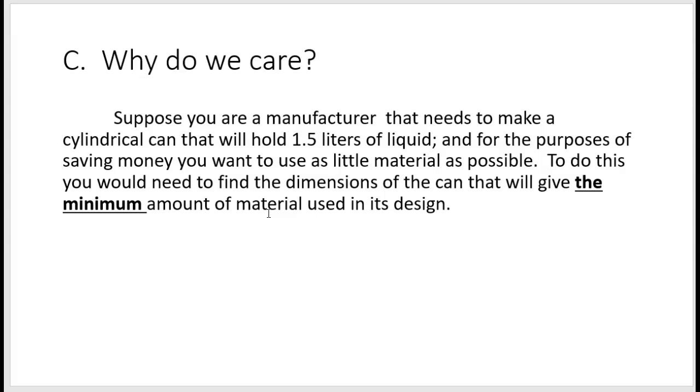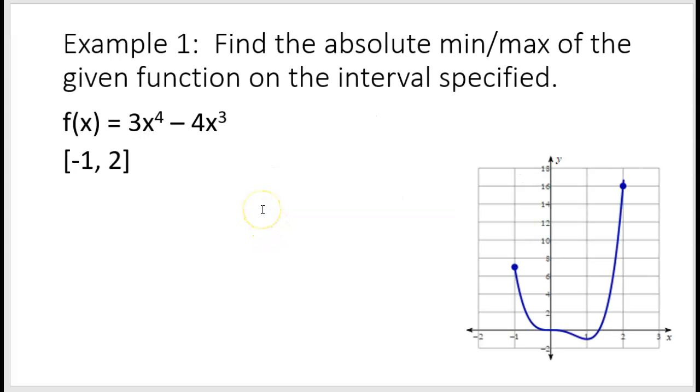Here's a nice little word problem that would be solved using the whole process that we're talking about now. Suppose you're given manufacturing. You need to make a cylindrical can that can hold 1.5 liters of liquid, and for the purposes of saving money, you want to use as little material as possible. To do this, you want to make sure that the shape of that can, its dimensions, are such that you don't use very much material, but you can still hold the same amount of liquid. And that would be a minimizing problem. And that's where, once again, calculus would come in very handy. You would be looking for an absolute min or an absolute max. So that's why we care about doing this kind of stuff.